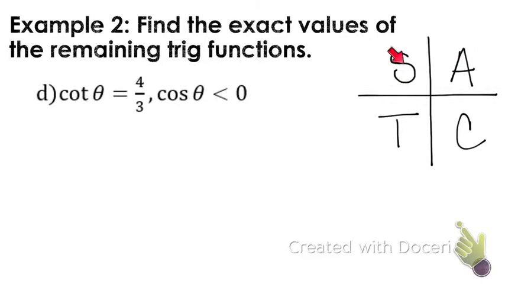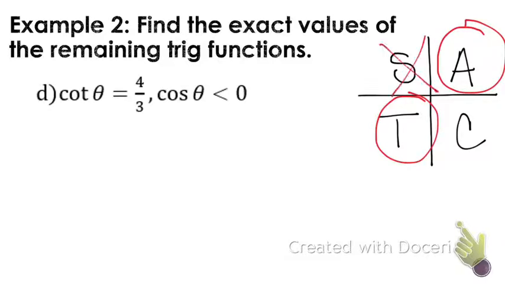Quadrant 2, the sine is positive. Quadrant 3, T stands for tangent, is positive. And quadrant 4, cosine is positive. So it told me the cotangent is 4 over 3, and that's a positive 4 over 3. That tells me that I am either going to be in 1 or 3, because those are the places where tangent is positive, because if cotangent is positive, so is tangent. So that was the first clue.